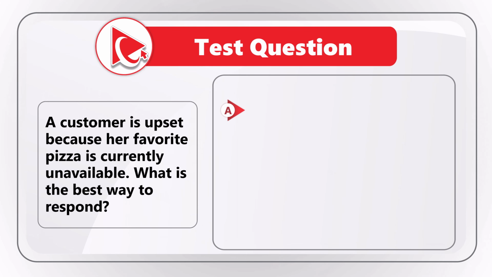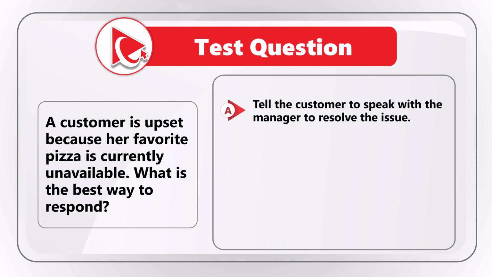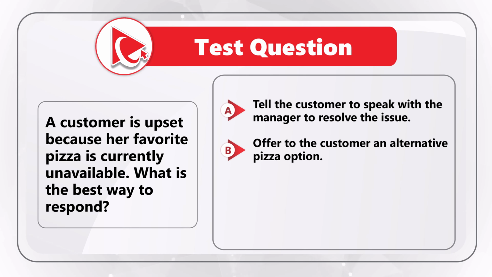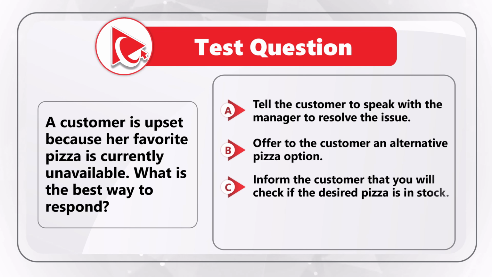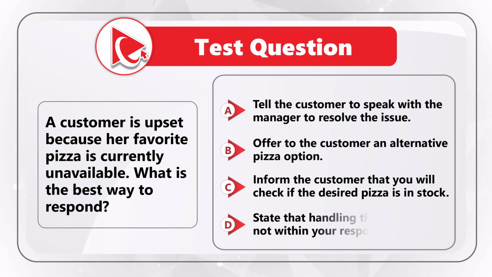Choice A. Tell the customer to speak with the manager to resolve the issue. Choice B. Offer the customer an alternative pizza option. Choice C. Inform the customer that you will check if the desired pizza is in stock. And last but not least, choice D. State that handling this matter is not within your responsibility. Take a close look to see if you can come up with the answer.